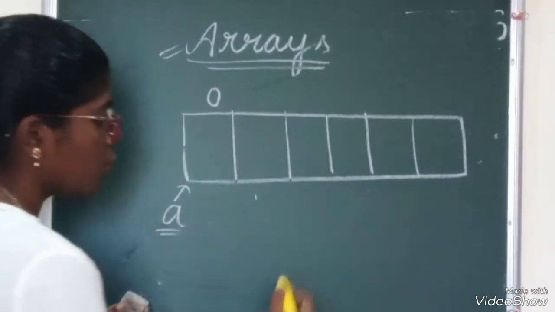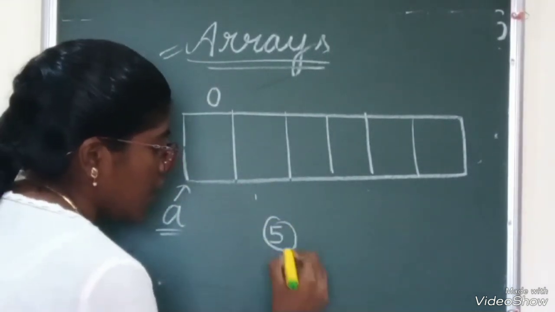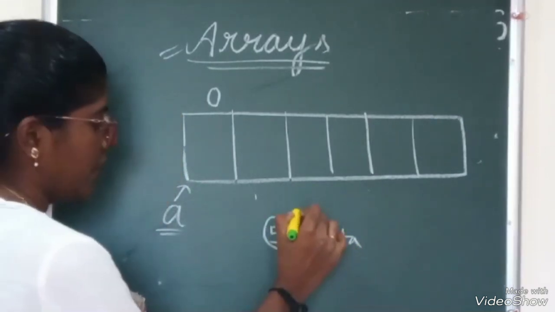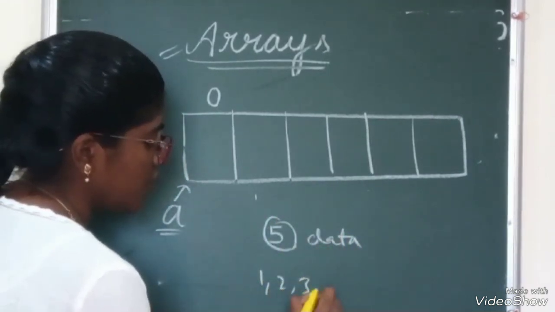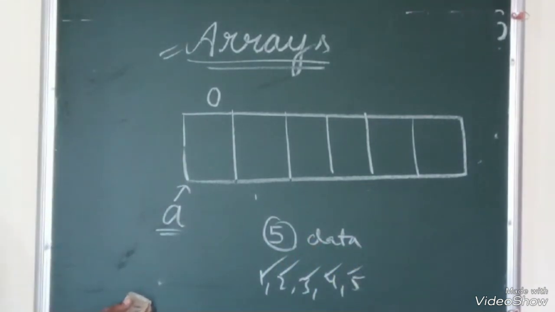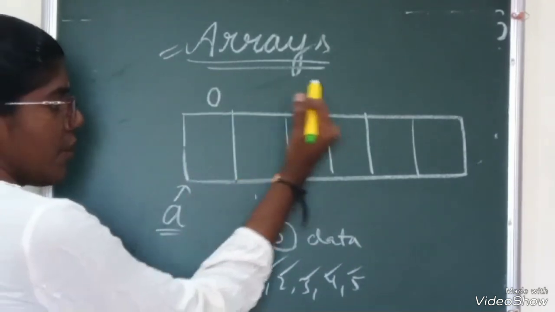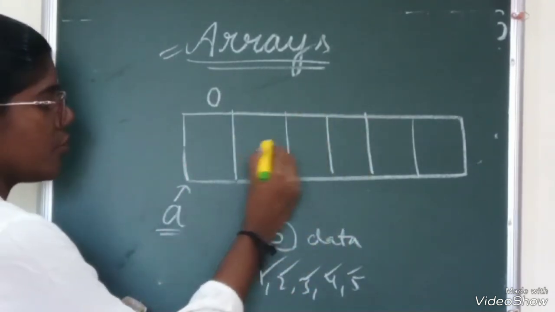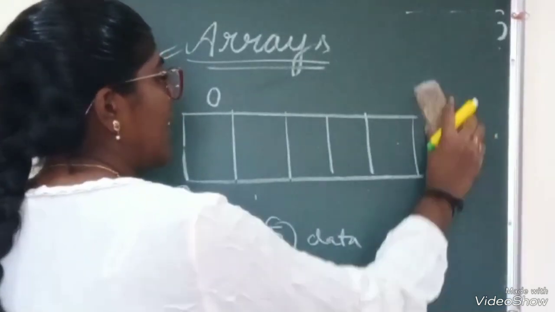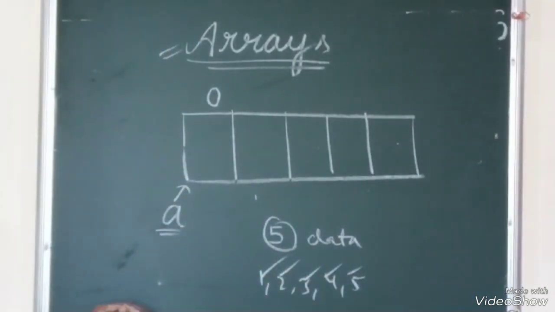Suppose I want to store 5 numbers, 5 data, like 1 2 3 4 5. So what I do is give a block of 5. 1 2 3 4 5. This is going to be my array for storing 5 numbers.